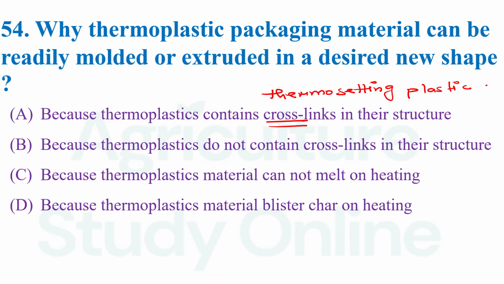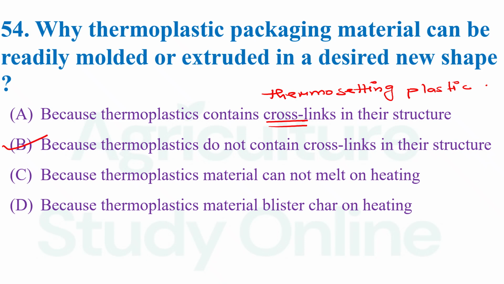Means it is rigid, it cannot be molded. Because thermoplastics do not contain crosslinks in their structure, yes, this is true. Because it has a linear or branched polymer chain, so no cross-linking between the chains. And chains can slide past each other when they are heated, so materials can become soft, they can melt, they can be reshaped repeatedly, molded, or can be extruded.